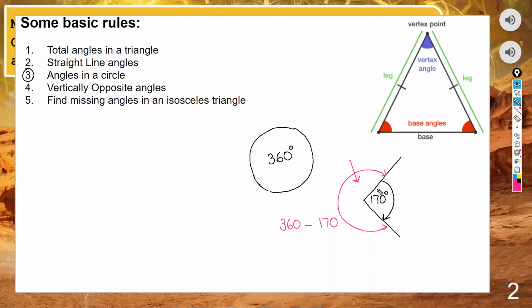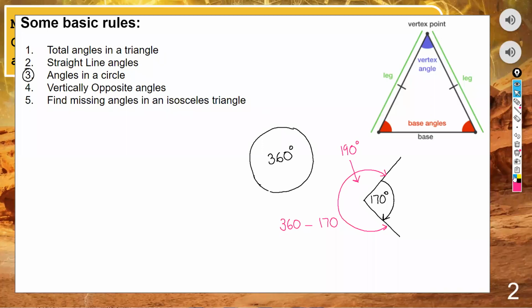So let's see if you guys are correct. 360 minus 170 is 190 degrees. And a lot of people got that correct, right?